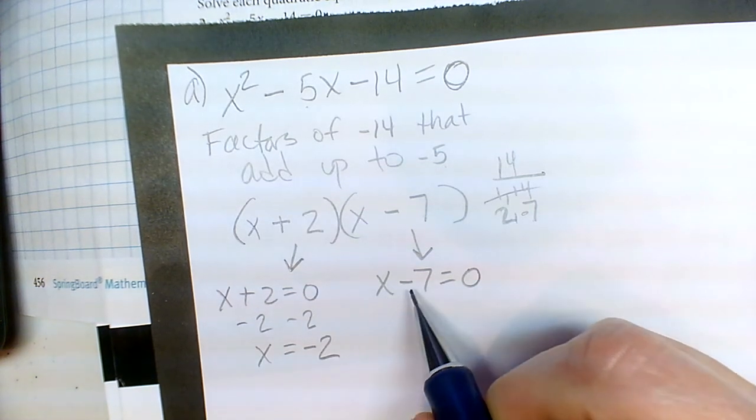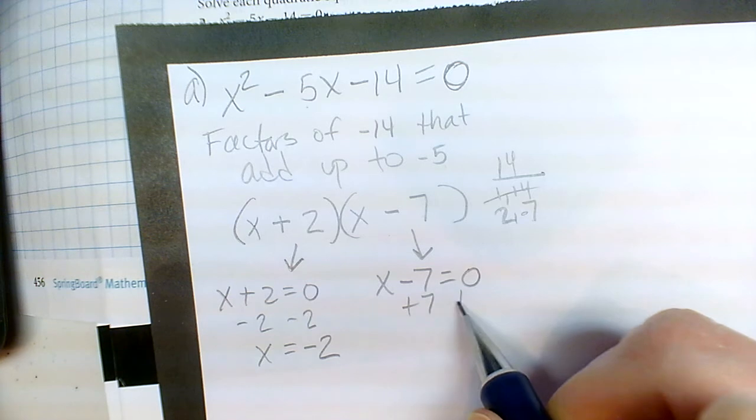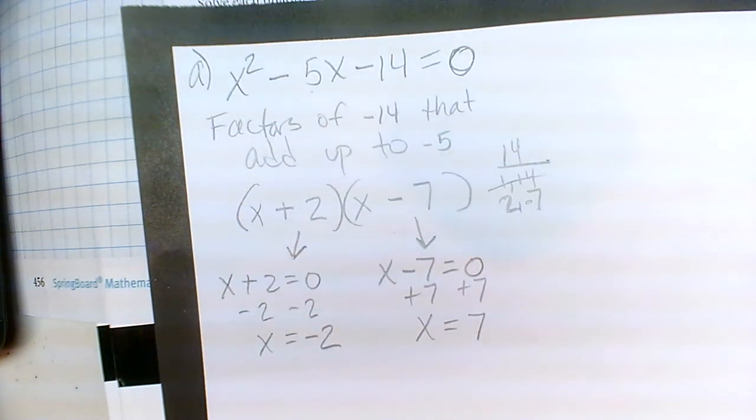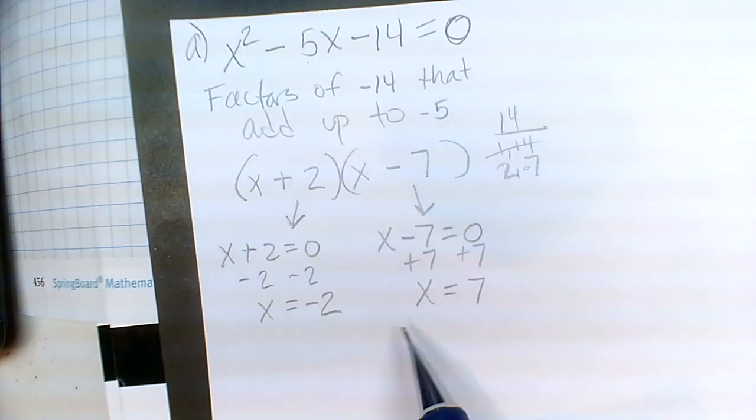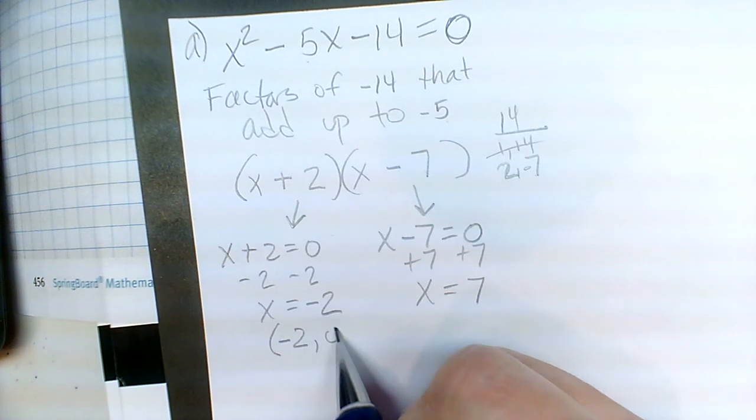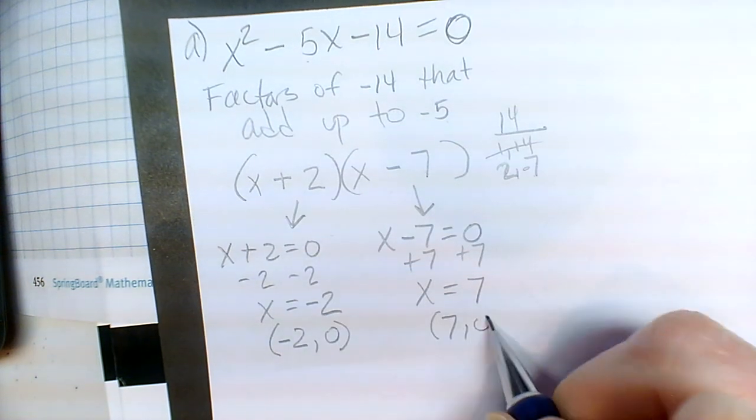Right here, I've got x minus 7 is equal to 0. Let me add 7 to both sides. I get x is equal to 7. Okay? So these are the two solutions. If you wrote them as ordered pairs, it would be negative 2, 0, and 7, 0.